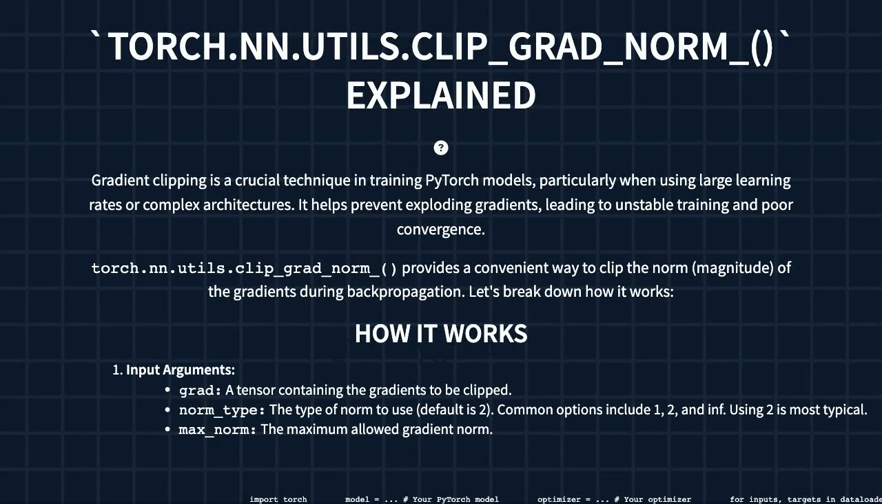Okay, let's talk about preventing those runaway gradients. Sometimes when we're training deep neural networks, the gradients can get really big, like explosively big. This leads to unstable training and makes it hard for your model to learn effectively. torch.nn.utils.clip_grad_norm_ is a super handy tool that helps us control this. It's essentially saying, hey optimizer, I want you to keep those gradients from getting too huge. You just give it the gradients, tell it what kind of norm to use, usually 2, and set a maximum limit. It'll then scale down any gradient that goes over that limit, making sure things stay stable during training.